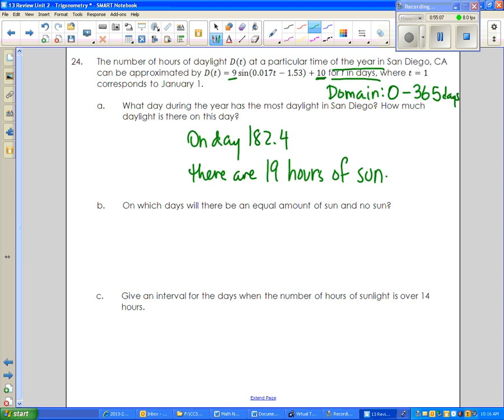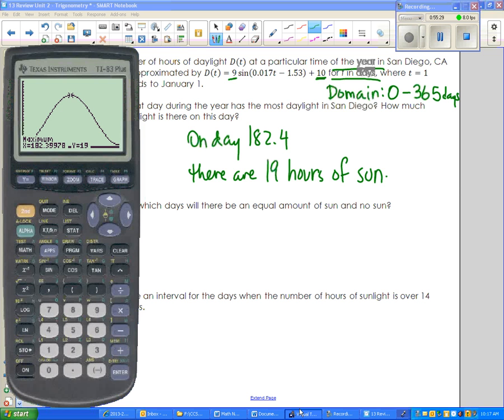All right, in letter B, it says, on which days will there be an equal amount of sun and no sun? Well, if there's only 24 hours in a day, if there's an equal amount of sun and no sun, then we're talking about letting the number of hours of daylight, I guess I can just call that D, letting D equal 12, because that'll basically break the day in two. So if we let D equal 12, that's going to be a second equation.